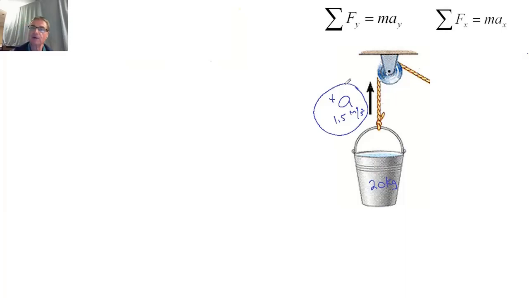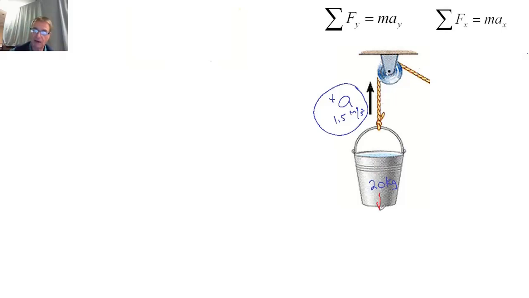The first thing we want to do is draw a free body diagram. So what are the forces on our bucket? Our bucket is the main part of our system here. It's the only object in our system. The rope and the pulley are in our system, but they are massless and perfect, so we don't have to consider them when we're considering forces on objects. The only object is our bucket.